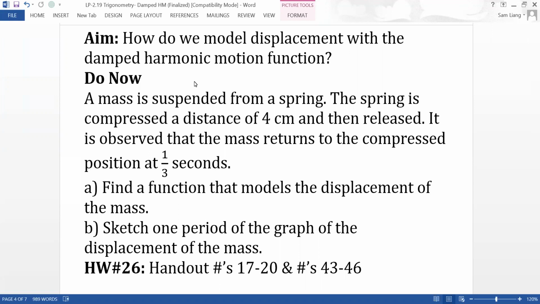A mass is suspended from a spring. The spring is compressed a distance of 4 centimeters and then released. It is observed that the mass returns to the compressed position at 1/3 seconds. A, find a function that models the displacement of the mass. B, sketch one period of the graph of the displacement of the mass.